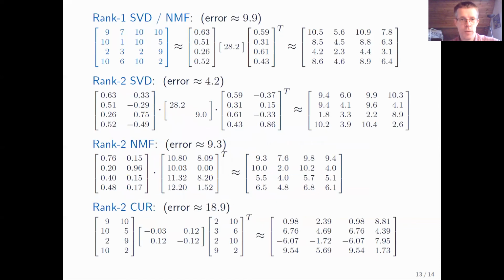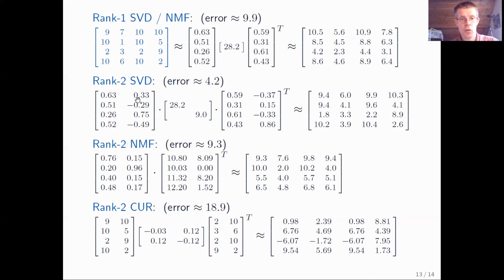So here, just to wrap up, here's a small example where we have this data matrix, just 4 times 4 positive elements. And you see, if you do the rank 1 SVD, that is in fact positive because all the elements are positive. You can prove that. And in this case, it is also a rank 1 non-negative matrix factorization because everything is non-negative.